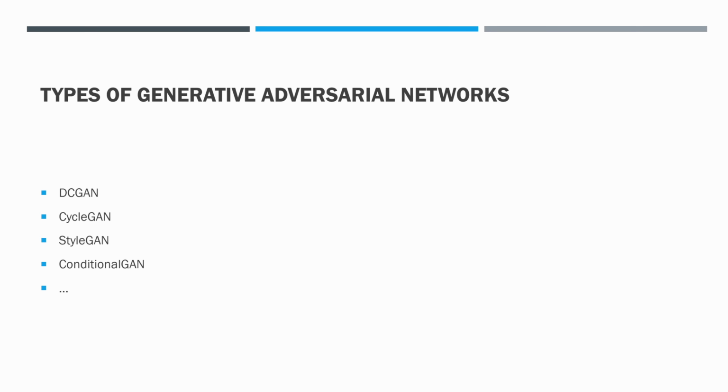So what are the types of GANs out there? The code that we looked at is one of the simplest versions of GAN called DCGAN, or Deep Convolutional Generative Adversarial Networks. There are many other forms of GAN implementations, such as CycleGAN, StyleGAN, Conditional GAN, and many more.